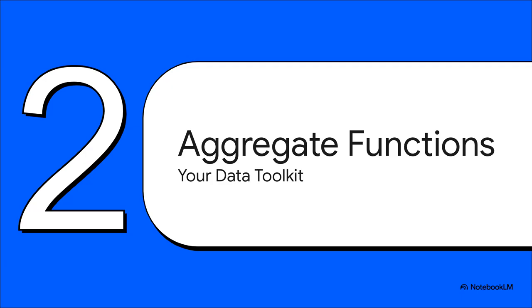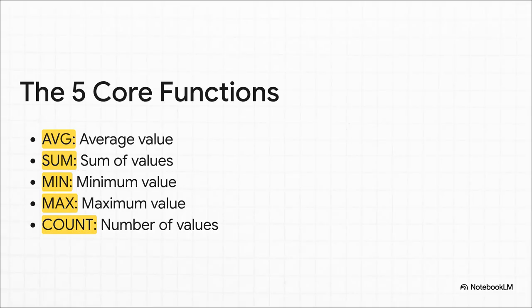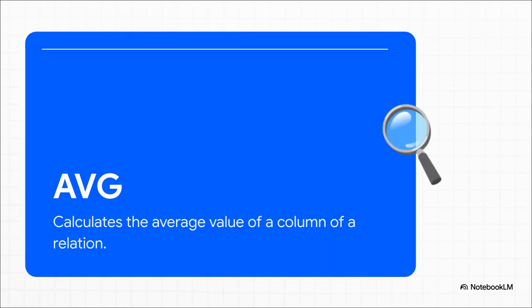Okay, so how do we actually do these calculations? Well, SQL gives us 5 core functions. These are basically the fundamental tools in your data analysis toolkit. You're going to use these all the time. So let's meet them. And here they are, the 5 heavy lifters of data aggregation: AVG, SUM, MIN, MAX, and COUNT. Each one of these takes a whole column of data. Doesn't matter if it's 10 rows or 10 million, and just crunches it all down into one single, powerful summary value.